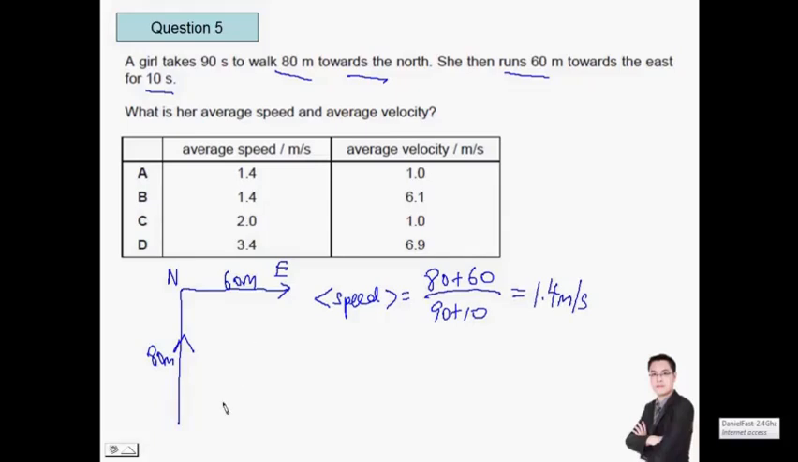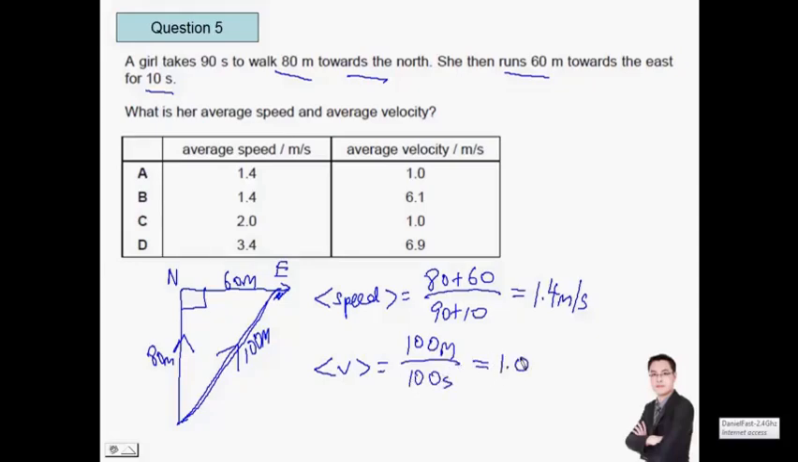Now to get the average velocity, what we need is the displacement. We can make use of Pythagoras theorem. A right angle triangle with 80 meters and 60 meters will give you 100 meters. To get the average velocity, you take the total displacement, divide by the total time, and that will give us 1.0 meter per second. So if you look at the answer, you will look at 1.4 meters per second as well as 1.0 meter per second. Answer is A.